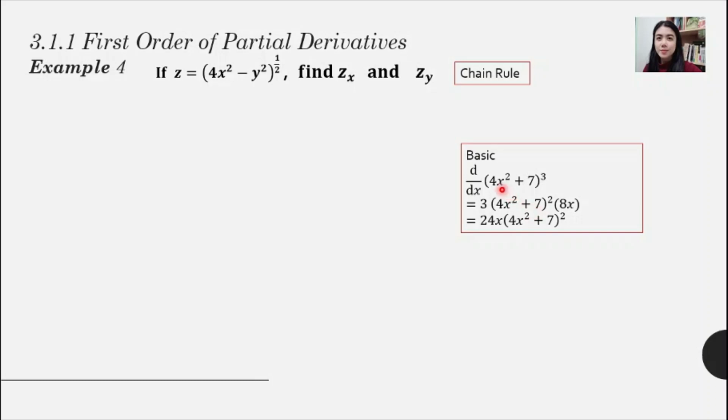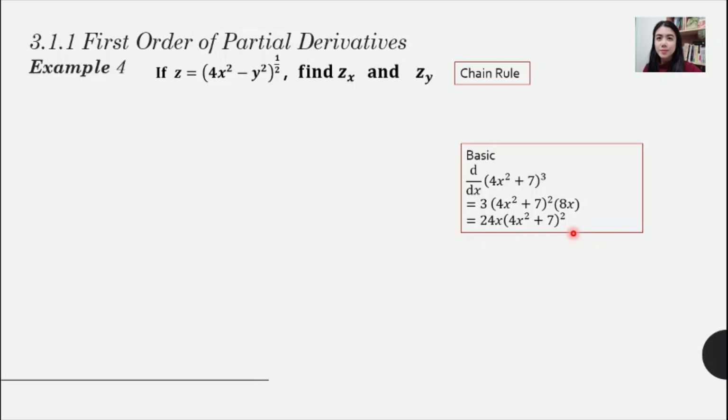Okay, so now we're going to deal with whatever is inside the bracket. So this is the inner layer. We're going to differentiate the inner layer, that is the equation inside the bracket. If you differentiate this one, you basically get 8x. For 7, if you differentiate, you have 0. So we simplify it, we have 24x times the bracket squared. So this is basically how we differentiate with respect to x by using the chain rule.